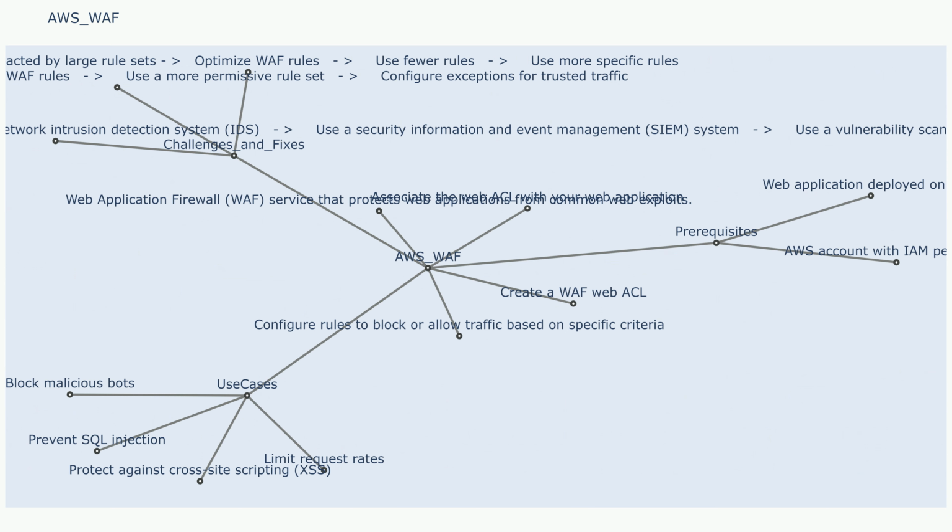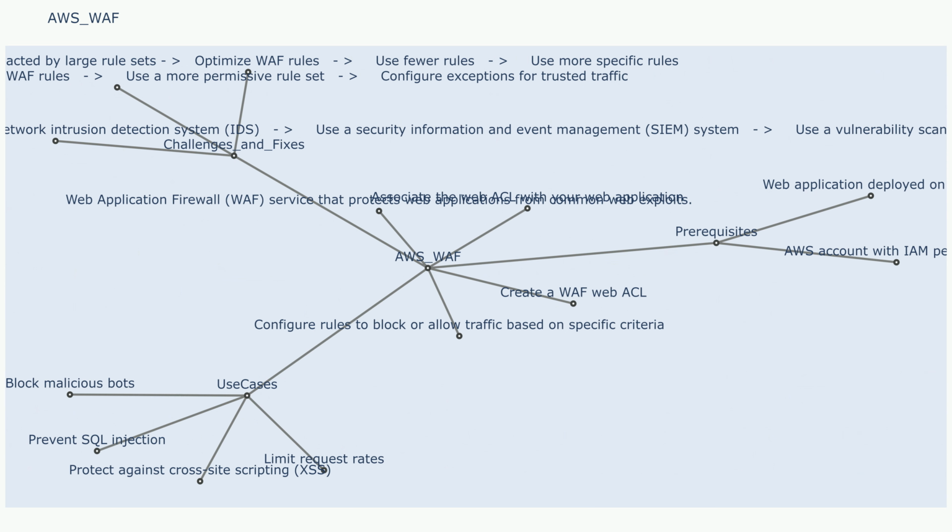WAF may not be effective against sophisticated attacks, such as zero-day vulnerabilities or attacks that exploit complex web application logic. Use other security measures in conjunction with WAF to provide a comprehensive security approach. Implement a web application firewall (WAF) to protect against common web exploits and malicious traffic.